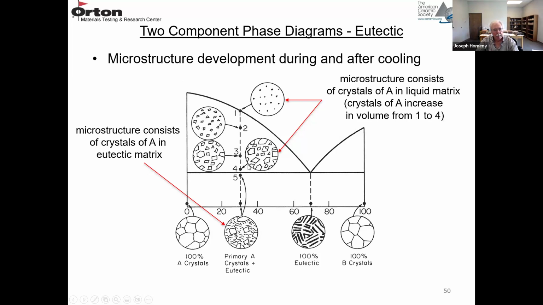And then we cross the solidus curve from 4 to 5, and now it becomes all solid. So now we have these larger A crystals, which are present, and now they're in a matrix of this fine eutectic microstructure. So the primary A crystals in a eutectic microstructure similar to this one.